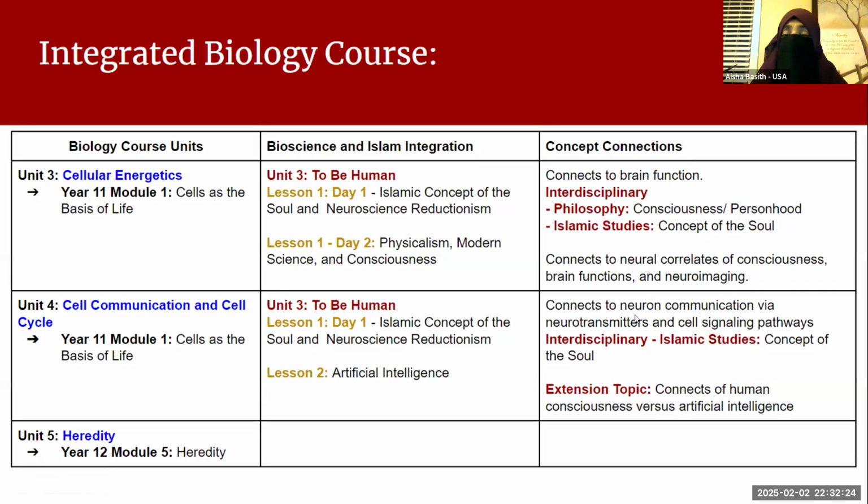So this would connect to, again, neurons and neuron communication within the brain, cell signal pathways. That's how cells communicate with each other. We're talking about specifically in the brain. That connects to Unit 3 here. And again, the interdisciplinary concept of the soul when we're talking about Islamic studies. Now, the extension topic here would be that usually artificial intelligence is not discussed within a biology course, and so that would be an extension topic. But again, we're connecting it to human consciousness, and how is that different or similar to artificial intelligence.